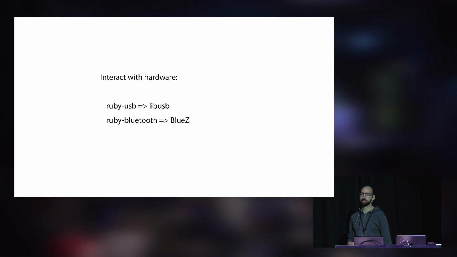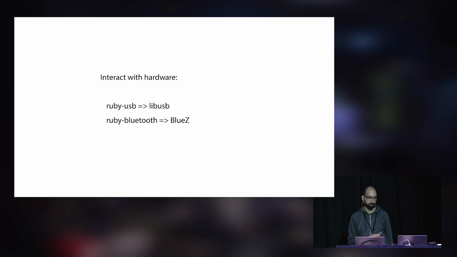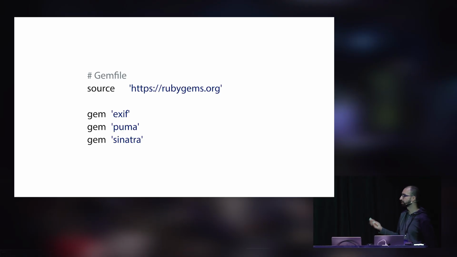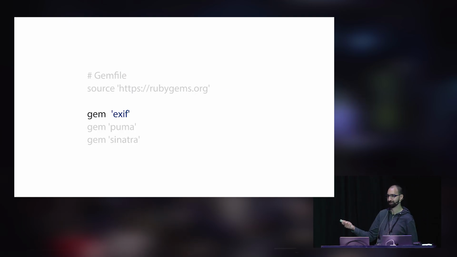And another very fun use case is to interact with hardware. So if you want to interact with USB or Bluetooth directly from Ruby, it needs to go through a layer, and that layer is mostly written in C. And we go back to the Gemfile. I wanted to keep it very simple, but I somehow managed to have a native library in there. So 1/3 of my code is native libraries.